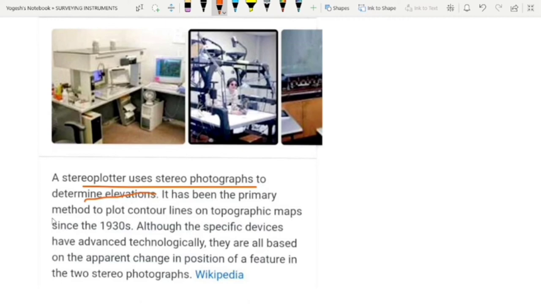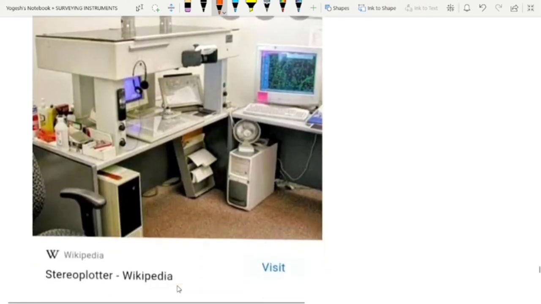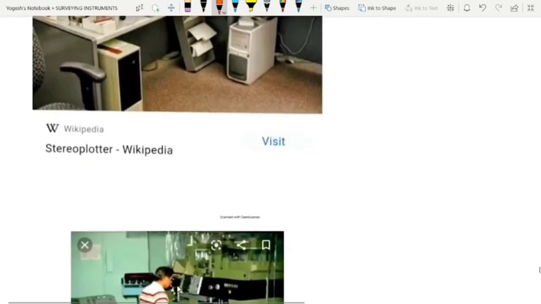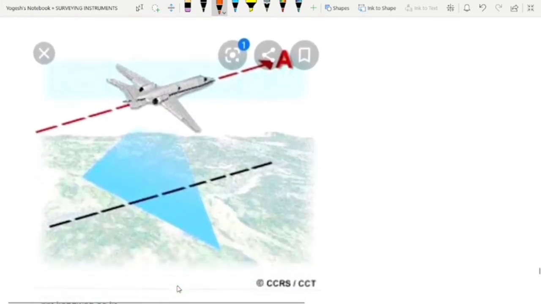It has been primarily the method of plotting the contours on topographic maps. Although the specific devices have advanced technology, they are all based on the apparent change in the position of a feature in the two stereo photographs. So these are also the stereo plotters, and this is the working of stereo plotters.